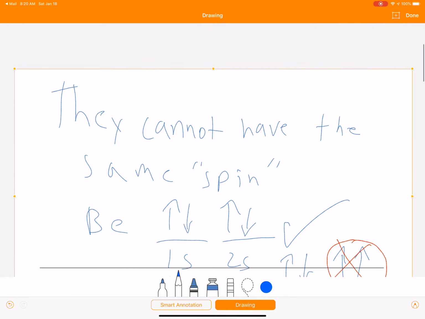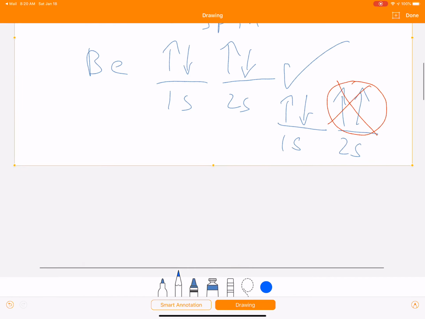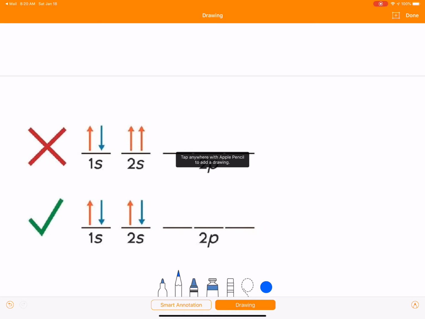exclusion principle. I believe I have a diagram that shows that exactly. Yes, I do. So this is the exact diagram I just drew. That's the incorrect way to write it for beryllium, first, because the two orange ones in the 2s subshell have the same spin. And the correct way is when they have opposite spins. So that is the Pauli exclusion principle.